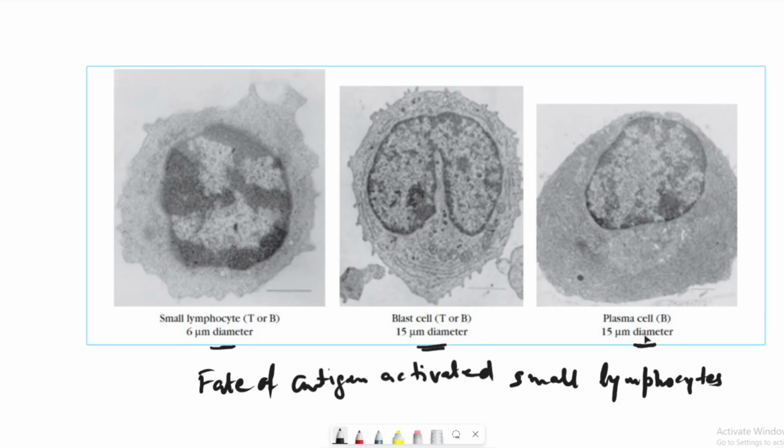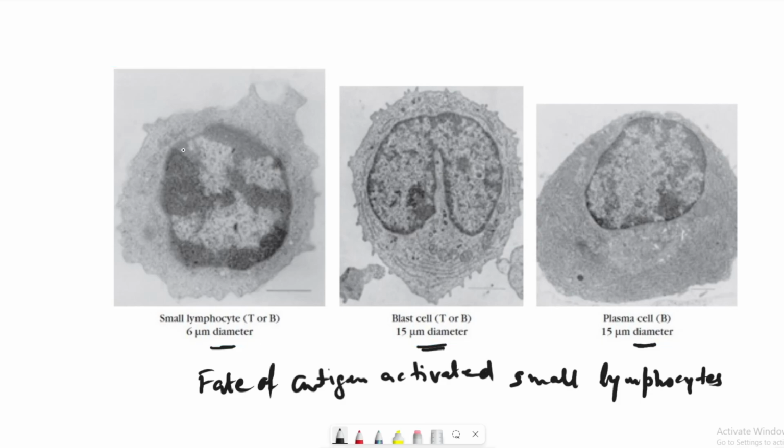Electron micrograph of a small lymphocyte showing condensed chromatin indicative of a resting cell, an enlarged lymphoblast showing decondensed chromatin, and a plasma cell showing abundant endoplasmic reticulum arranged in concentric circles and a prominent nucleus that has been pushed to the characteristically eccentric position.